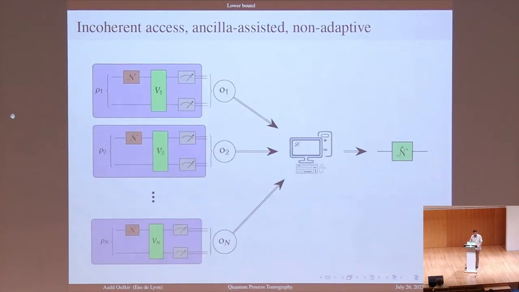So we repeat this a sufficient number of times, and then the observations, O_T, are processed by a classical computer to construct the approximated quantum channel N-hat. So we will prove a lower bound for any type of algorithm of this form.